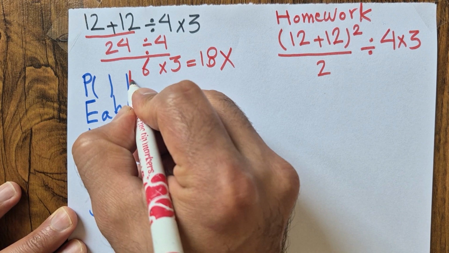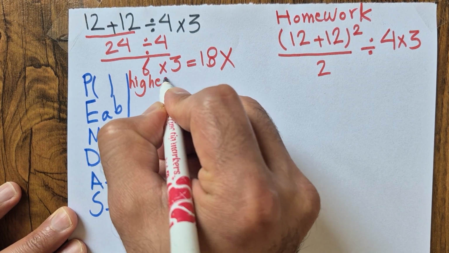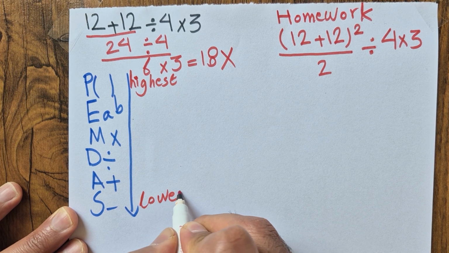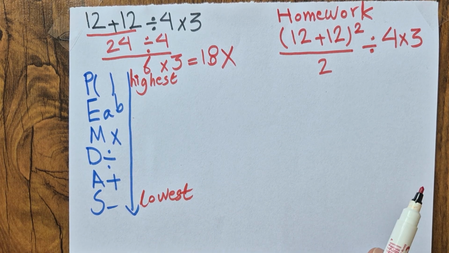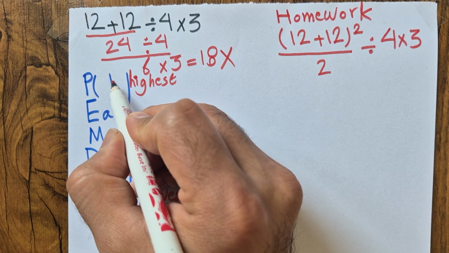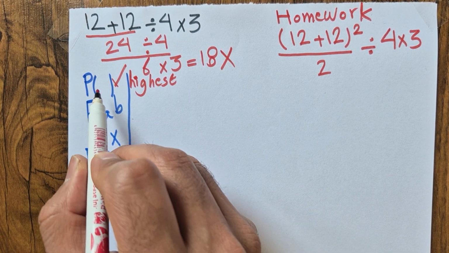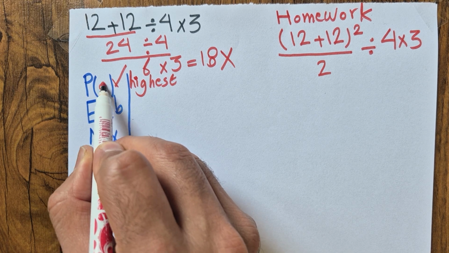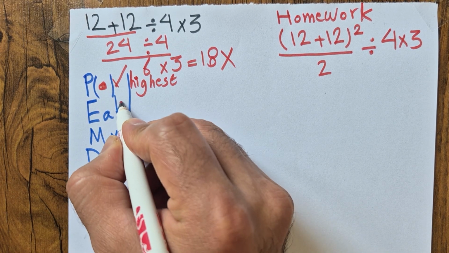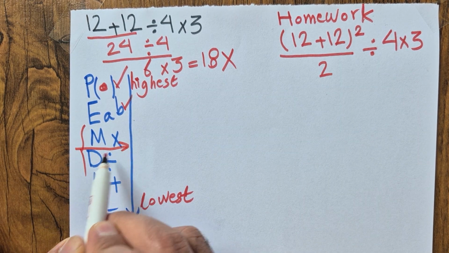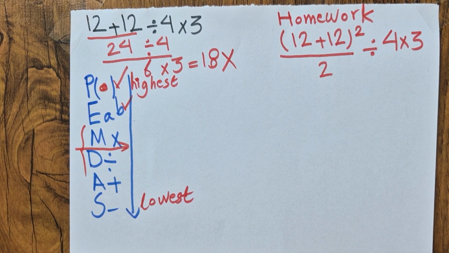So here we have the highest priority, and here we have the lowest priority. What PEMDAS tells us is that you must go for parentheses at first. So search for parentheses and evaluate and calculate what's inside the parentheses. Then go for exponents. Then go for multiplication and division from left to right.